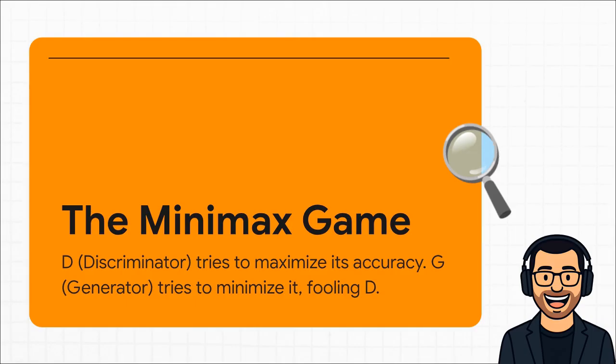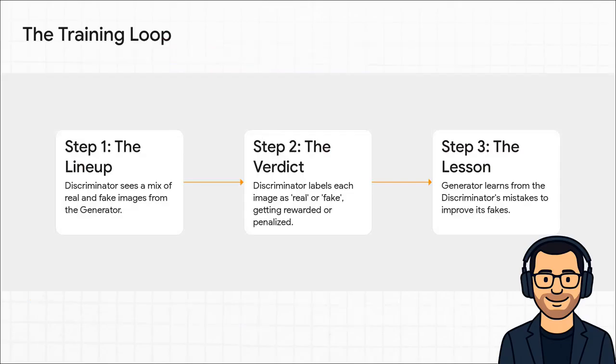It wants to make the value as low as possible by creating fakes that are so good the discriminator gets it wrong. It's a zero-sum game, where one's win is the other's loss. And this simple three-step loop, just repeated thousands and thousands of times, is the engine that drives the whole thing.